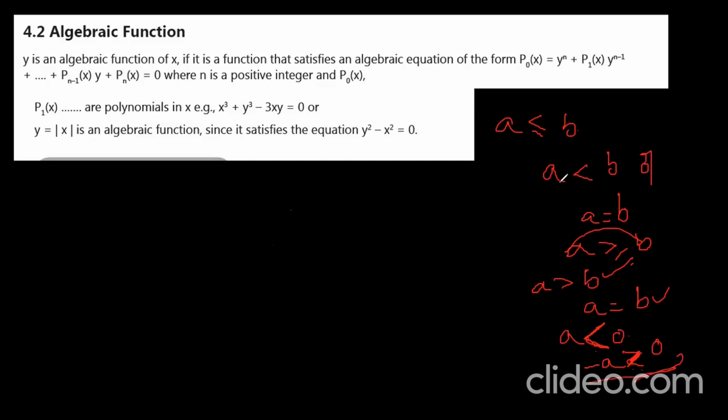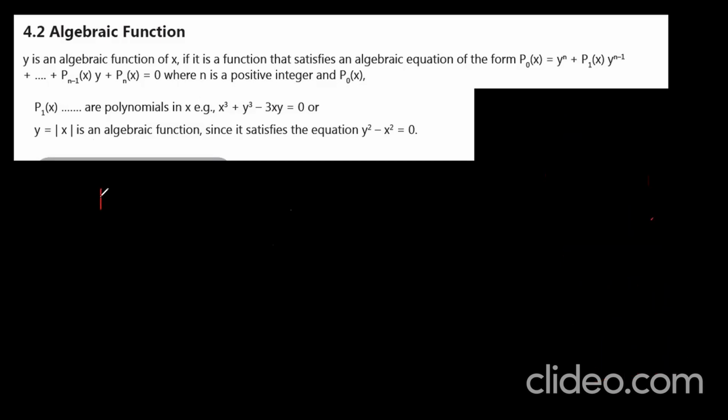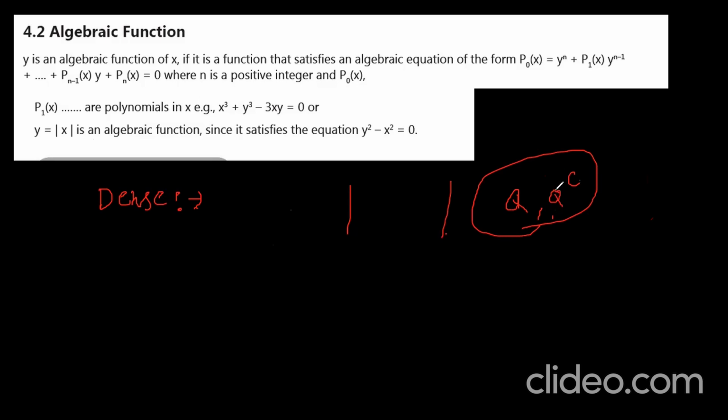Next I want to say about the dense property. What is the dense property? It means you take any two arbitrary real numbers, and between them infinitely many rational and irrational numbers exist. Between any two real numbers, we have infinitely many real numbers. That is called the dense property of real numbers.